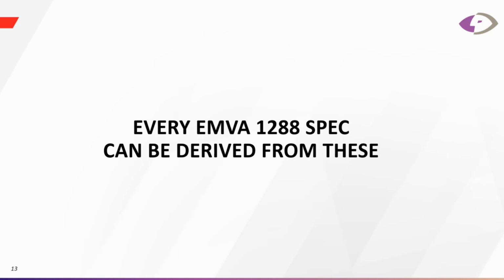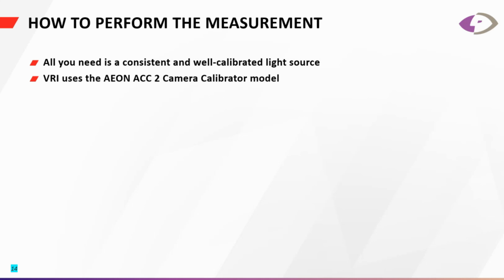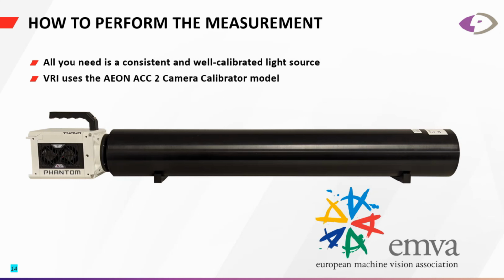quantities. Thank you, Matthew. So now we're going to talk about how to actually perform these measurements. So all you really need is a consistent and well-calibrated light source. In our case, VRI uses the AON ACC 2-camera calibrator model. It looks something like this. It is EMVA 1288 approved hardware.